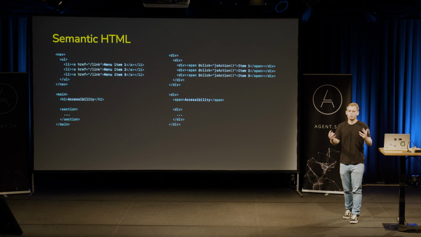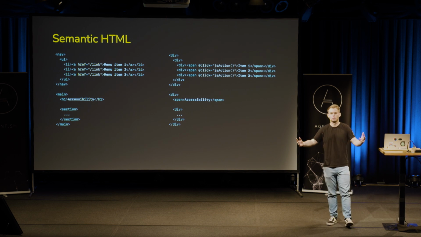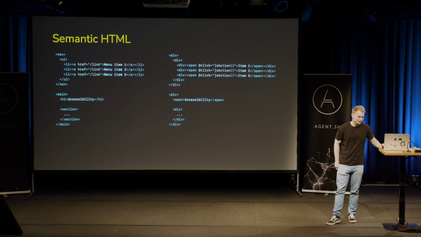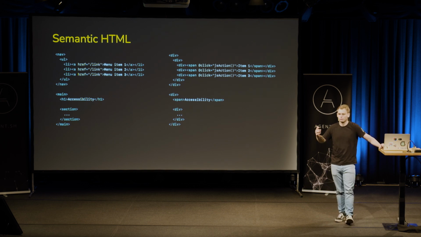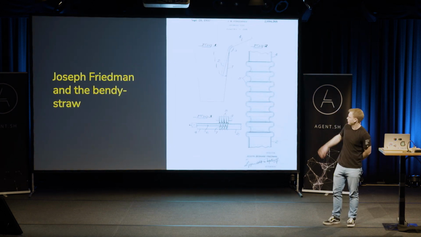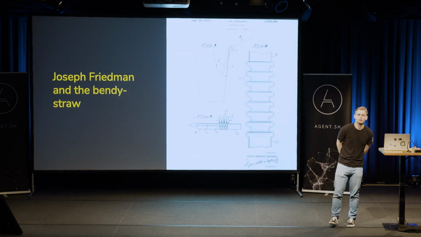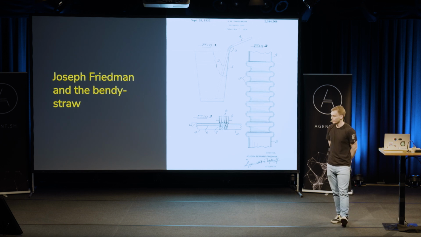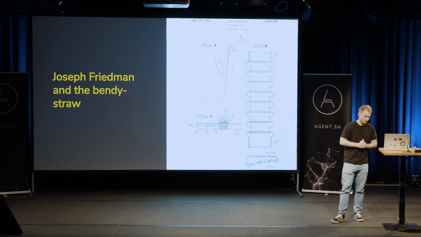Now, how can you personally benefit from accessibility, even if you don't have a disability or an impairment? And for that, let's take a step back from technology and from computers and talk about the bendy straw. Now, the bendy straw is this type of straw design that was invented in the 1930s by Joseph Friedman. And he came up with the design because his daughter had trouble drinking from a straight drinking tube. So he invented the flexible straw.